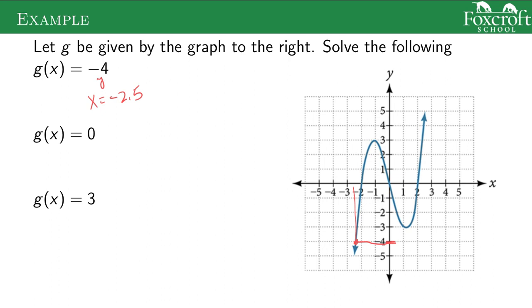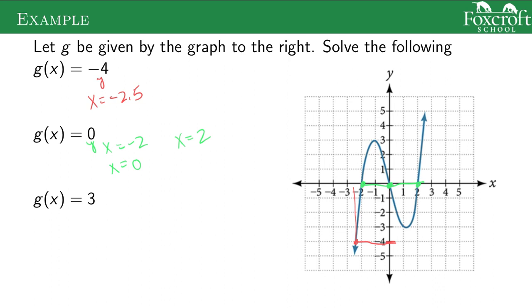g of x equals 0. 0's here. I can go to the left and go to the right. And again, remember, it's fine to get multiple answers for solving. So here I actually do get multiple answers. I get the x value -2, I get the x value 0 in the middle, and I get the x value 2. All three of these points have a y value of 0.